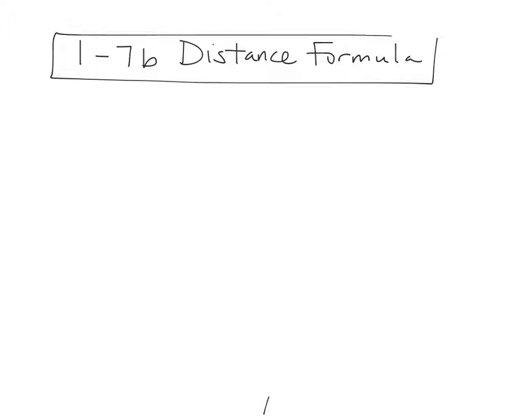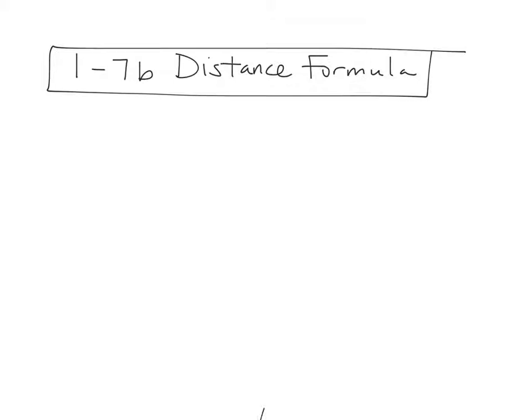So this is 17b, which is distance formula. Basically, distance formula is telling me, if I'm on a coordinate plane, the distance between 2 points on that coordinate plane. That's what we're finding, all right? The formula is this.